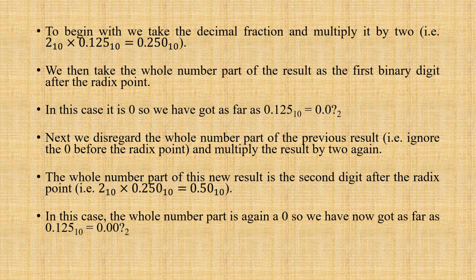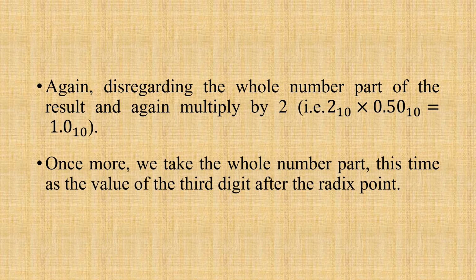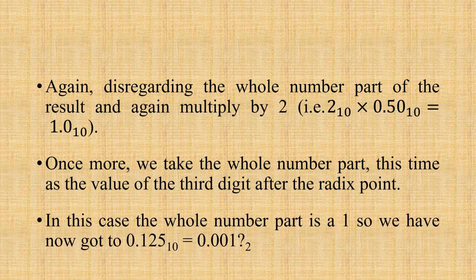In base 2. Again, disregarding the whole number part of the result, we multiply by 2, that is, 2 base 10 times 0.50 base 10 equals 1.0 base 10. Once more, we take the whole number part, this time as the value of the third digit after the radix point. In this case the whole number part is a 1, so we have now got to 0.125 base 10 equals 0.001 what? In base 2.